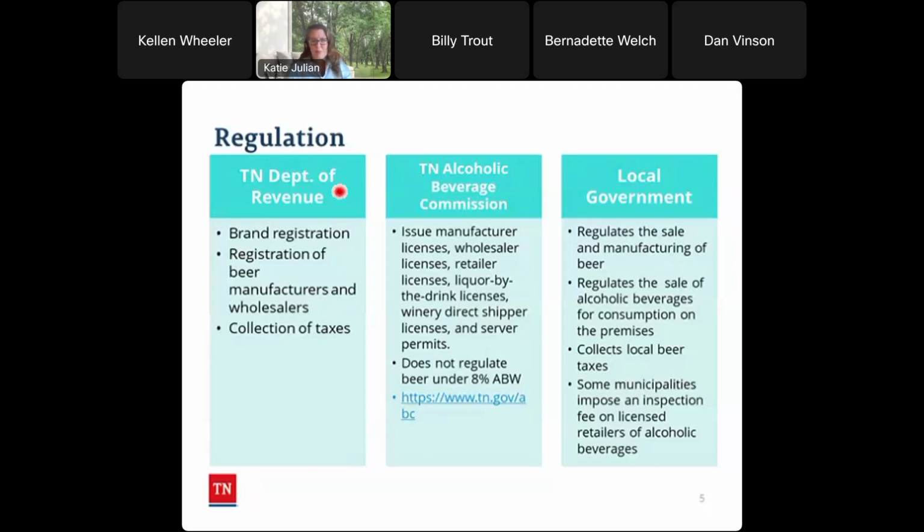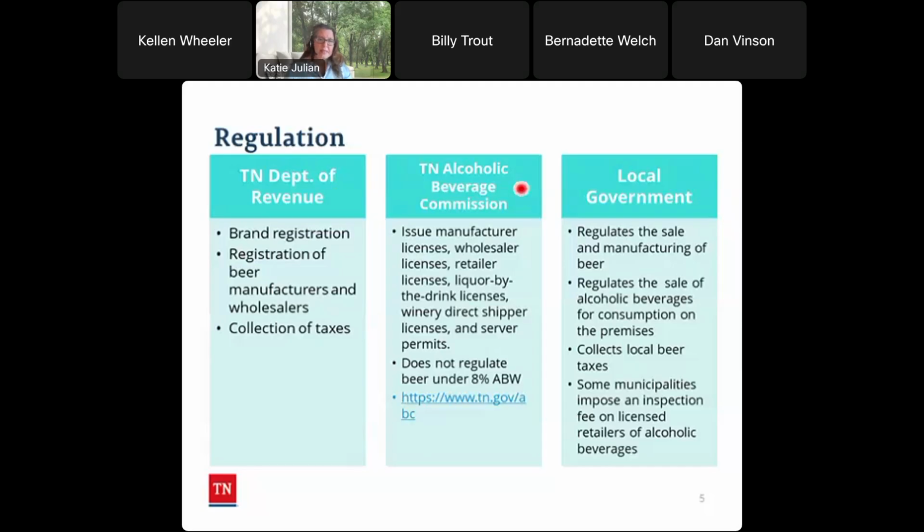We are responsible for registering every brand of alcoholic beverage, wine, and beer with alcohol content of 5% by weight or greater distributed in Tennessee, as well as every beer manufacturer and beer wholesaler operating in the state. We also collect the alcoholic beverage taxes and state beer taxes, including the alcoholic beverage gallonage tax, the wine gallonage tax, alcoholic beverage enforcement tax, beer barrelage tax, and a portion of the wholesale beer tax, among other taxes.